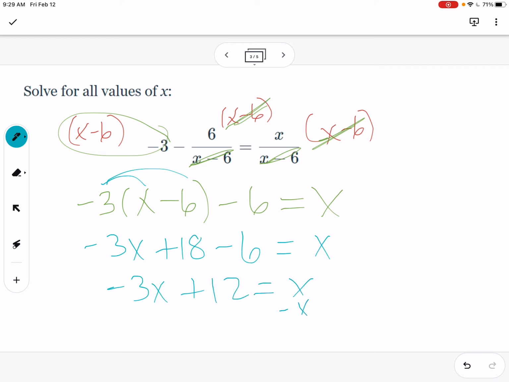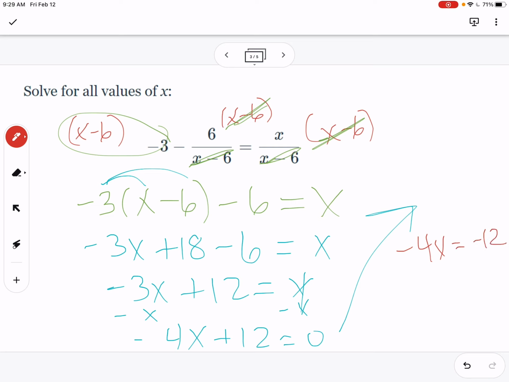I'm going to subtract that x to the other side. Negative 4x plus 12 equals 0. And then for negative 4x, I'm going to subtract 12 to the other side, so I would get negative 4x equals negative 12, so x equals 3. Okay, make sure that's not an extraneous solution. Plug it back into your denominators. We're good. It doesn't give me zeros, so there's my solution. Hopefully these examples helped.